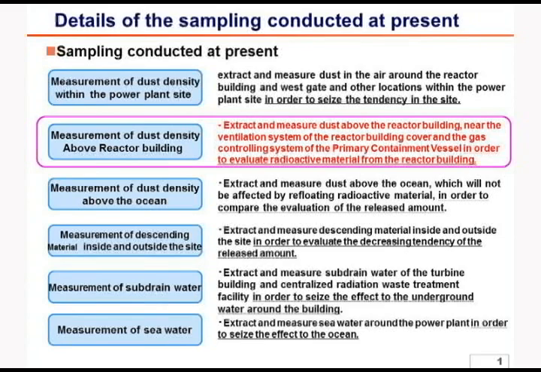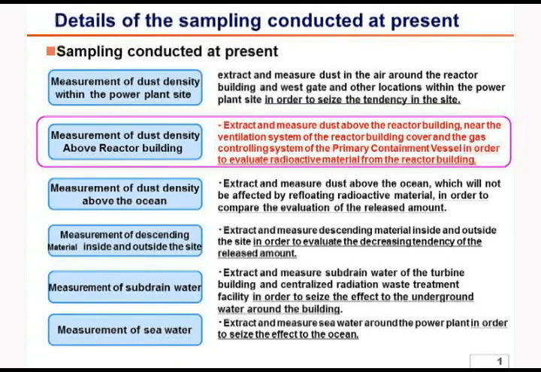The fifth is the measurement of water in the sub-drainage. This water is pumped from the basement around the buildings. The main purpose is to confirm that highly concentrated contaminated water in the buildings does not leak into the groundwater. The last one is the measurement of seawater. The purpose is to confirm the current impact of the radioactive materials that have been released into the ocean. We have been doing this constantly.